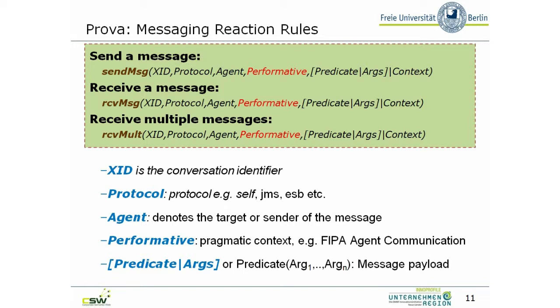The messages in these constructs are described by position-based arguments. We can see they have the conversation ID and message protocol, the sender agent and the receiver agent, and the argument performative here denotes the pragmatic context, and the last argument is the content of the message.